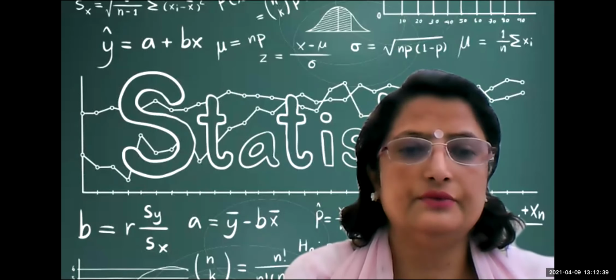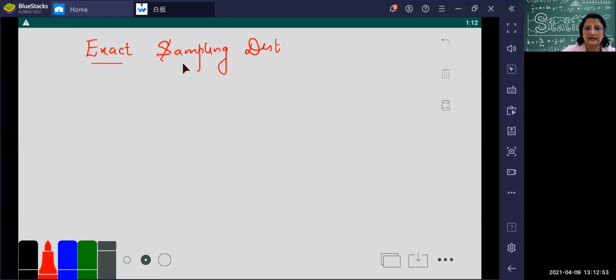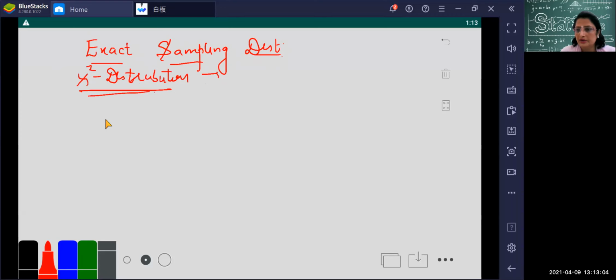So today we will do the exact sampling distribution. The first in the category is the chi-square distribution. This is a sampling distribution. Before coming to the chi-square distribution, first of all, we have to define what a chi-square variate is.